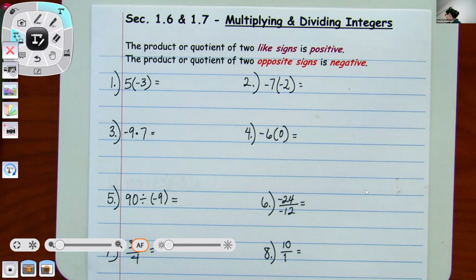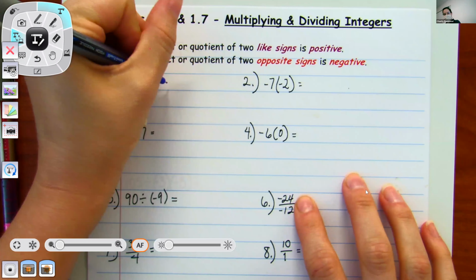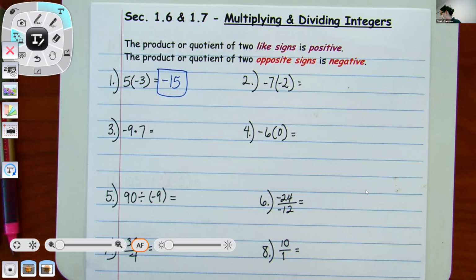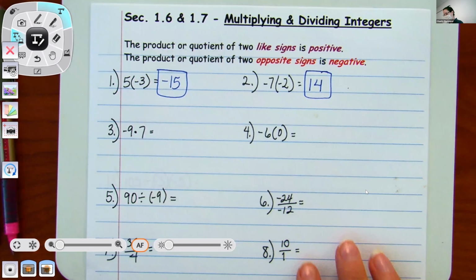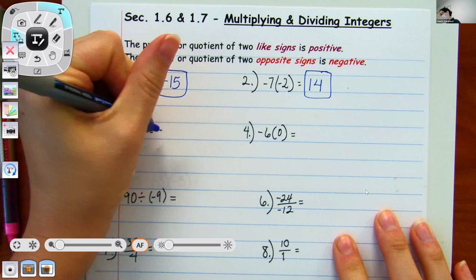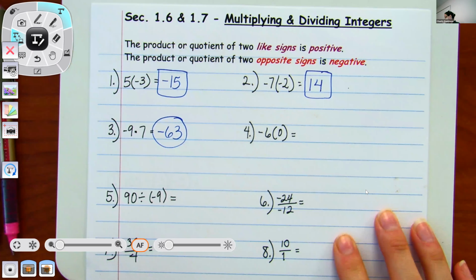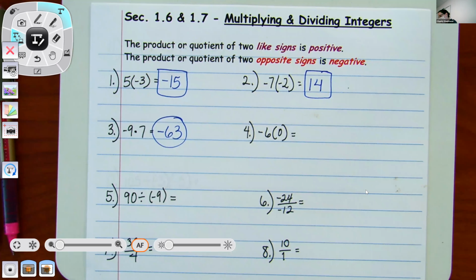If you multiply or divide two numbers that have the same sign, you're going to get a positive answer. If you do opposite signs, you're going to have a negative answer. So 5 times negative 3 is going to be negative 15. And then negative 7 times negative 2 equals positive 14. And negative 9 times 7 is going to equal negative 63. And then anything multiplied by 0 is also always going to equal 0. So negative 6 times 0 equals 0.